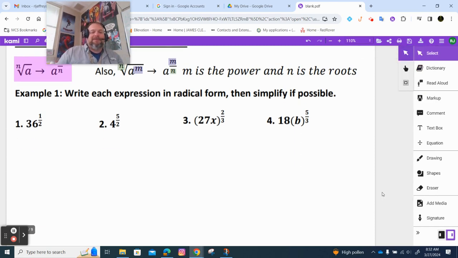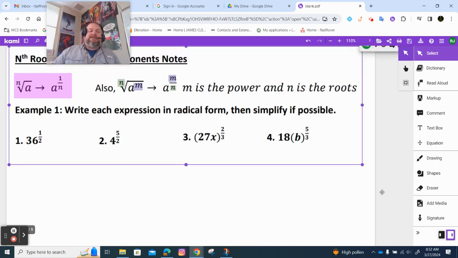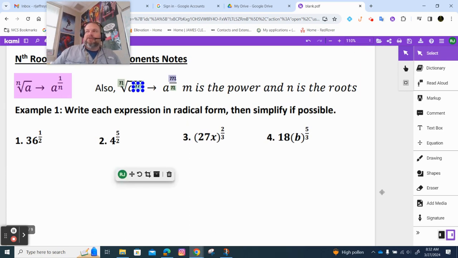So, all right. It says write each expression in radical form. Radical form means it's got this little radical sign. Okay, you have to make that noise. Just kidding. It's just fun when you do it.